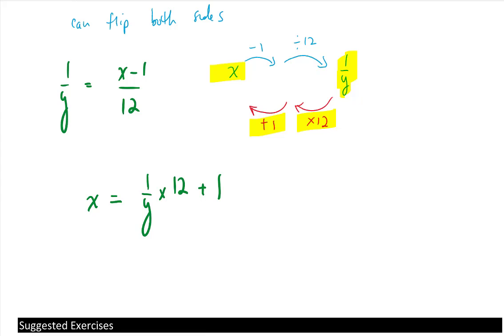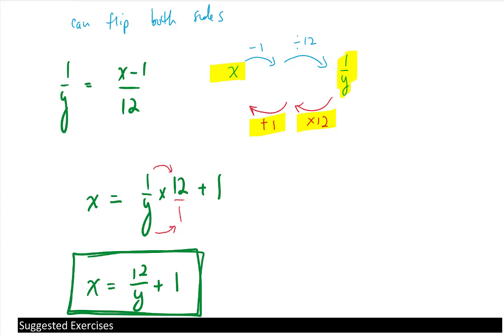We could simplify this just a bit. Remember, this is 12 over 1, so we multiply numerator by numerator, denominator by denominator, and we get that x is equal to 12 over y plus 1, which is the equation that we need.